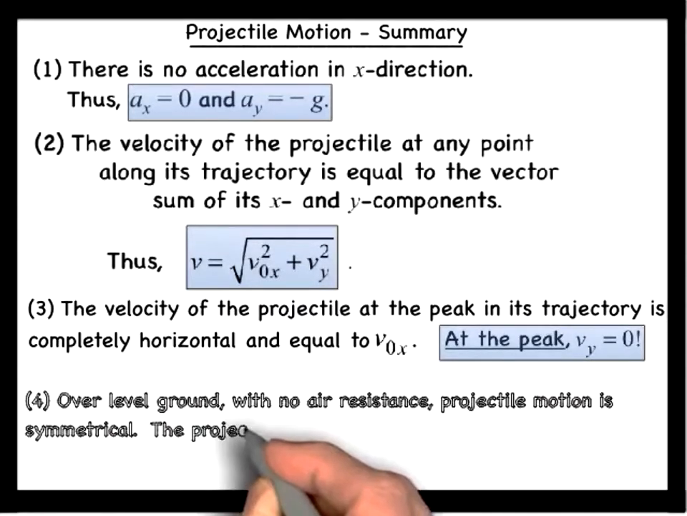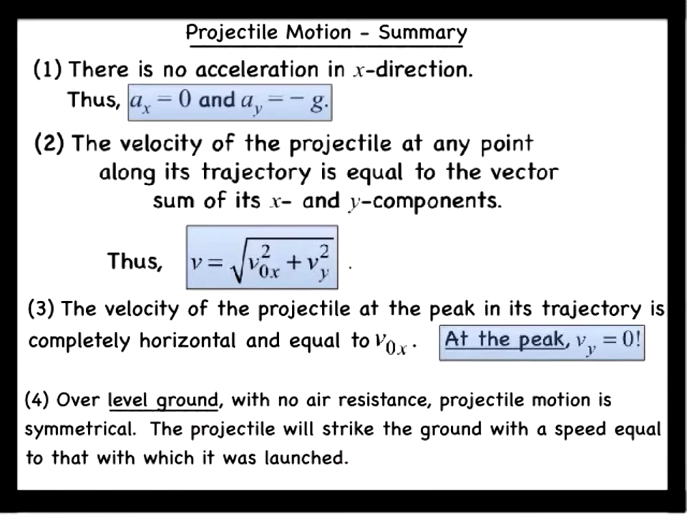And 4. Over level ground, with no air resistance, projectile motion is completely symmetrical. The projectile will hit the ground with a speed equal to its initial speed at launch.